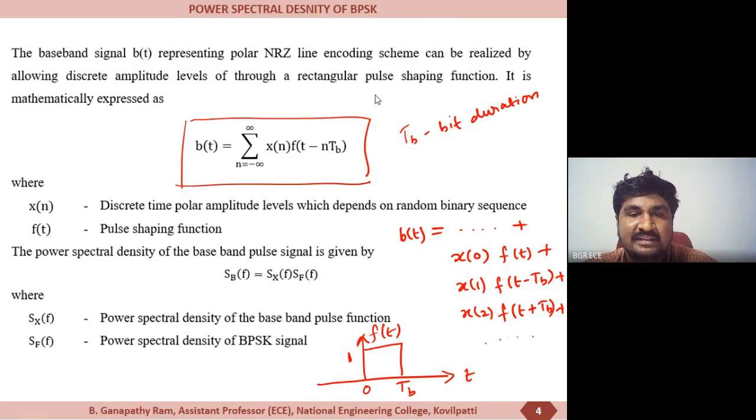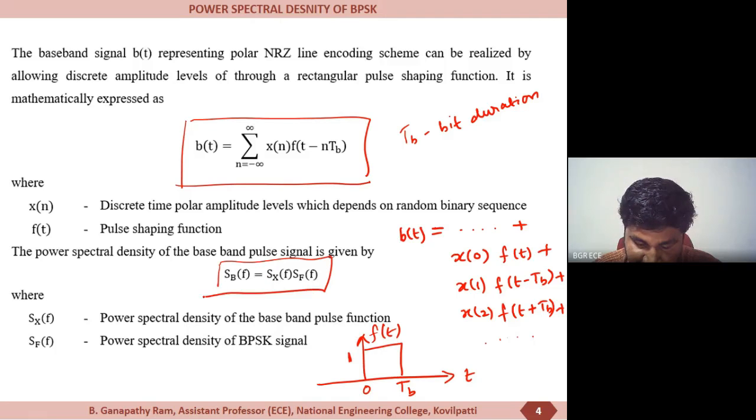The power spectral density of this baseband signal is represented by the product of the power spectral density of the discrete amplitude function and the power spectral density of the pulse shaping function. So Sb of f is equal to Sx of f multiplied by Sf of f, where Sx of f is the power spectral density of the baseband random pulse function, and Sf of f is the power spectral density of the pulse shaping signal.